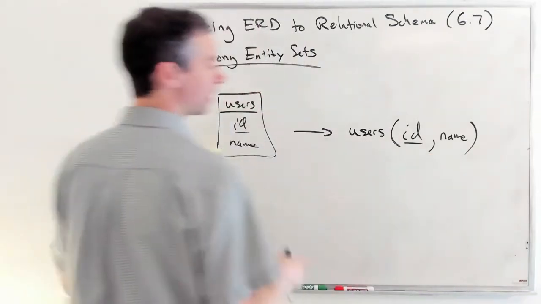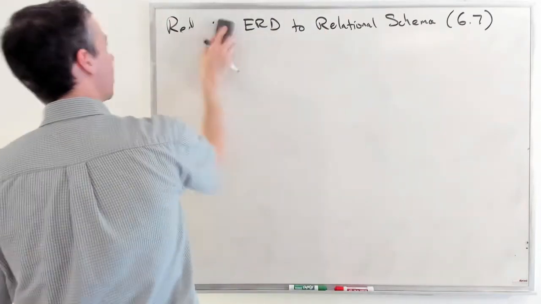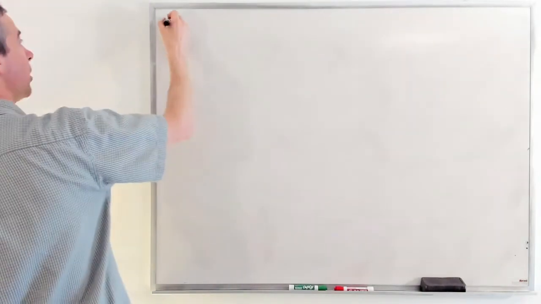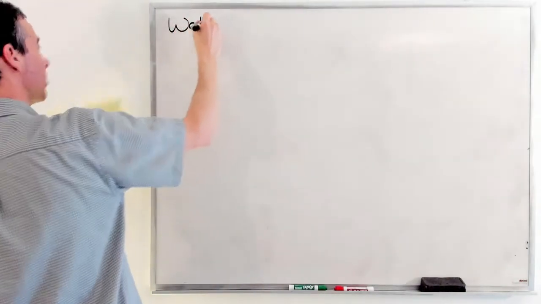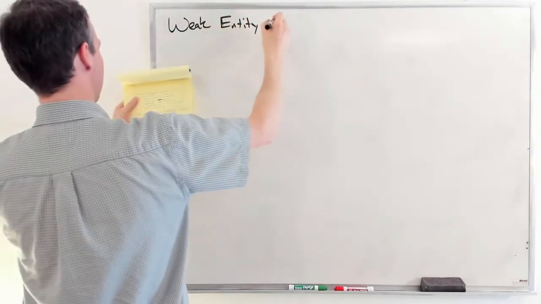This is a way of us writing the schema, and it matches what the book does. It's very simple. I like it. All right, simple is good. So we just talked about strong entity sets. Now let's talk about converting weak entity sets to schemas.